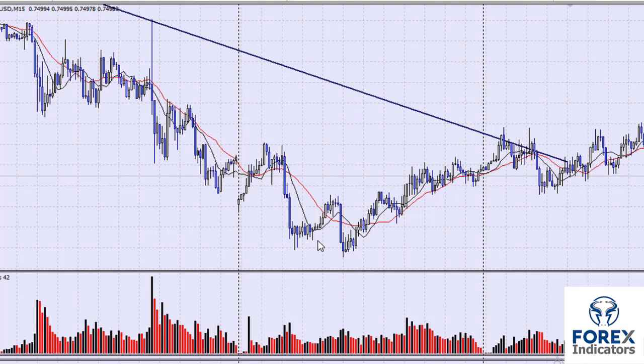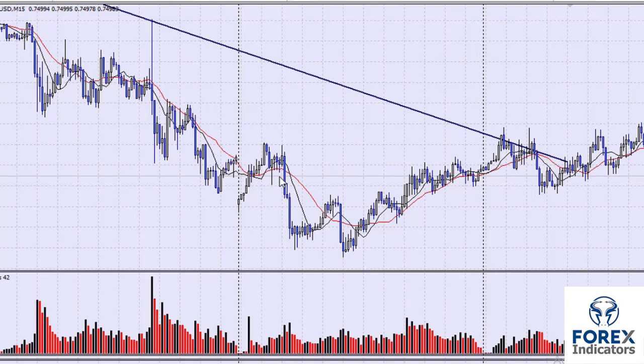Now, this technique works with the trend. So you can only use this technique if the market is trending, whether it's in an uptrend or downtrend. But we cannot use this technique if the market is going sideways. Okay, we're only going to use this technique if the market is trending.